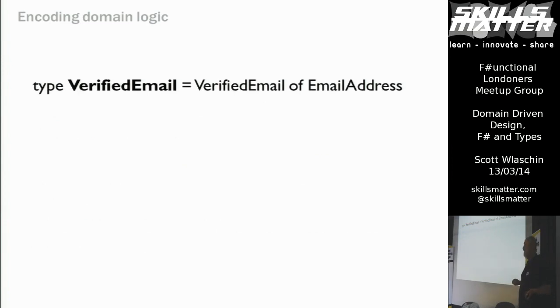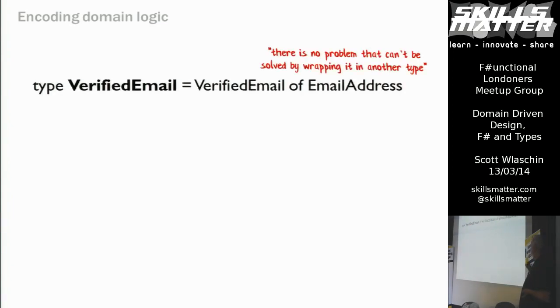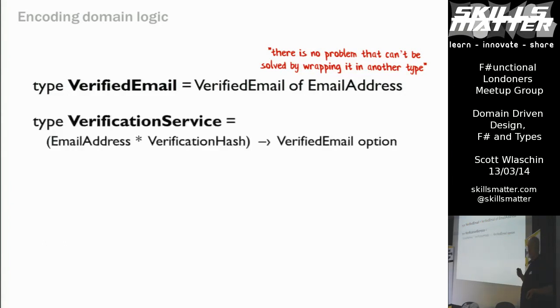That's why I'm here. So what we're going to do is create a verified email. We're going to wrap a normal email in a verified email. We're going to create yet another type that wraps another type. And this is a quote I like: there's no problem that can't be solved by wrapping it in another type. And you end up with types wrapping types wrapping types. But it's easy enough. It's one line of code. It's not that hard. So now we have this verified email. What we can do is hide the constructor and make sure that only one person can actually create these things.